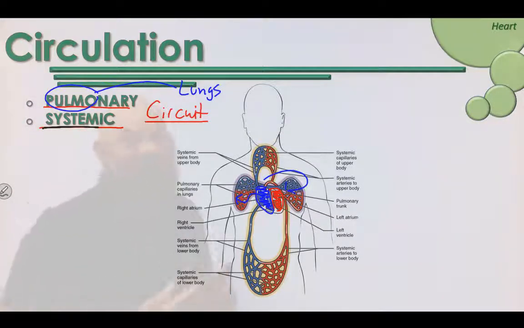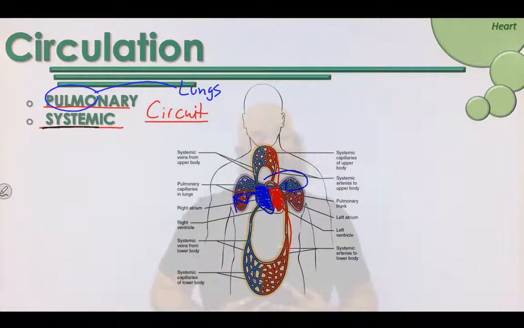And without getting too far ahead of ourselves, we're going to quickly see that the right side of the heart is responsible for delivering blood to the lungs. The left side of the heart delivers blood everywhere else. The left side is the systemic circuit, or leads to the systemic circuit. The right side leads to the pulmonary circuit.